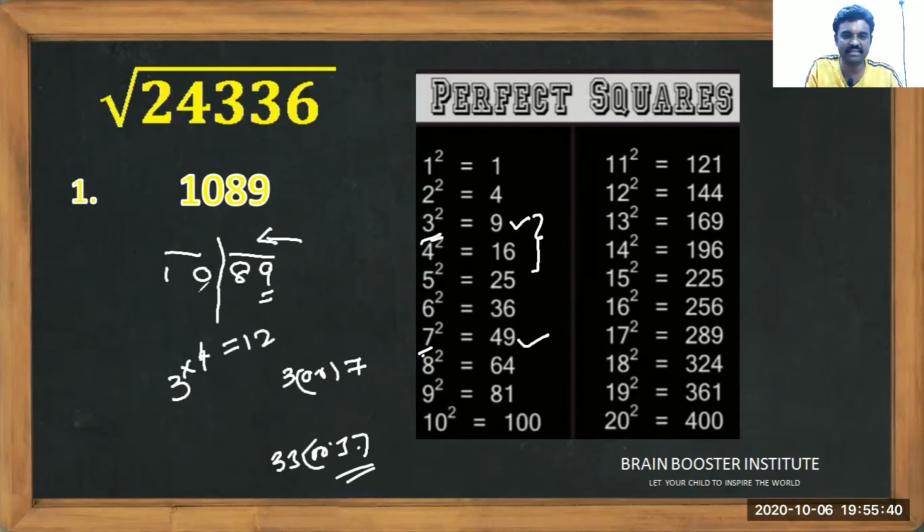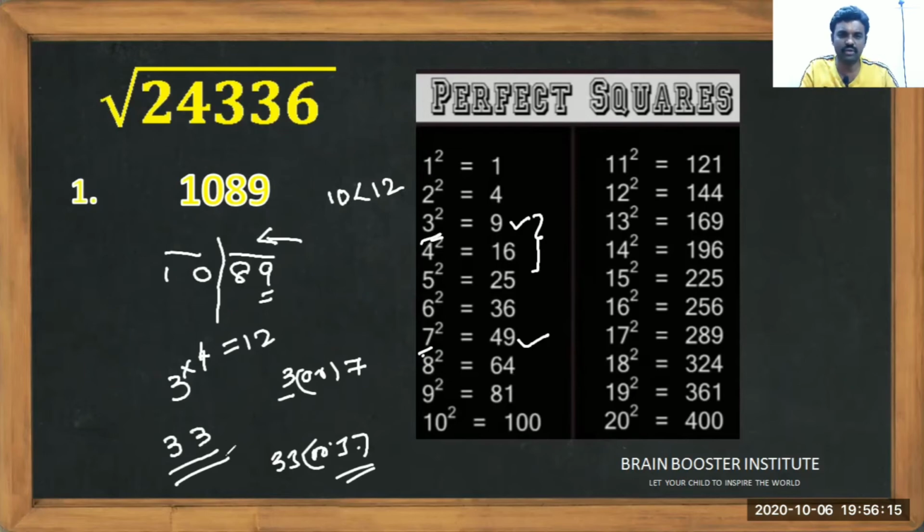And let's compare this 10 and 12. As 10 is less than 12, we need to take the smaller number. So that's why let us attach 3 with the 3. Then what is the answer? 33 is our square root of 1089.